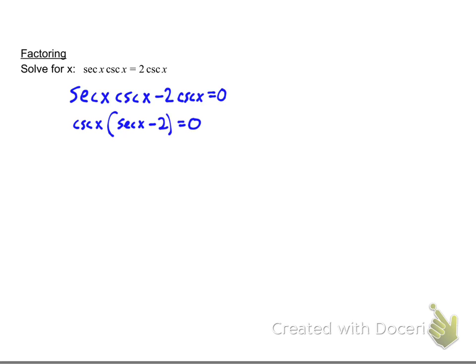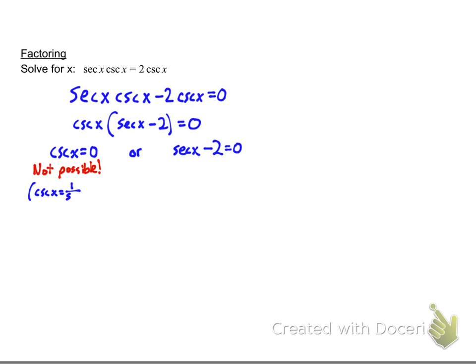For the next one, this involves factoring. This is a different strategy. For this one, I'm going to get all of the trig onto one side, and I'm going to factor out a cosecant. Now, because these are both multiplied and they're equal to 0, we know that each one has to be equal to 0. So cosecant of x equals 0, or secant of x minus 2 equals 0.